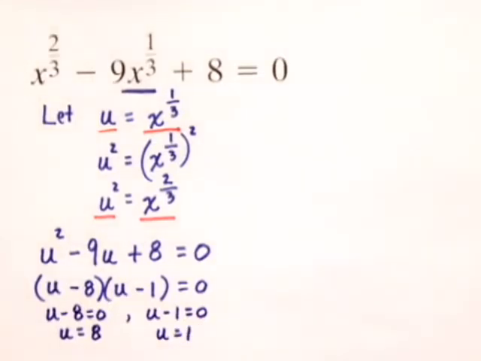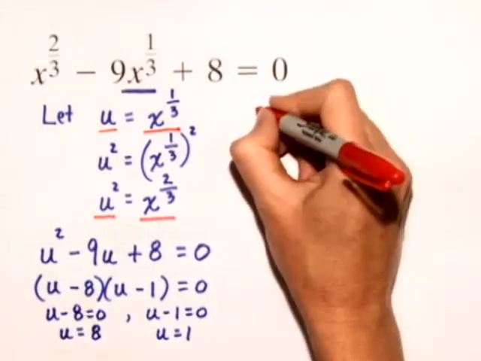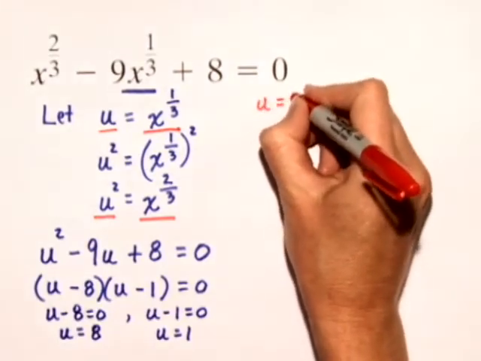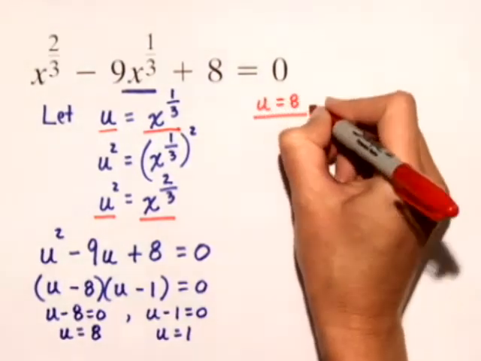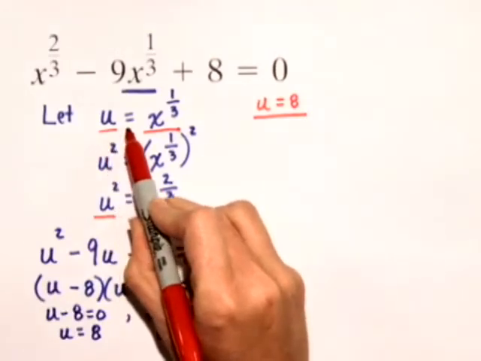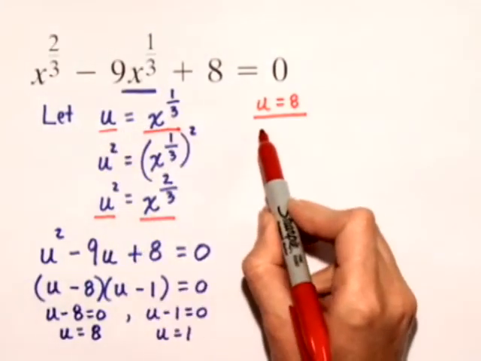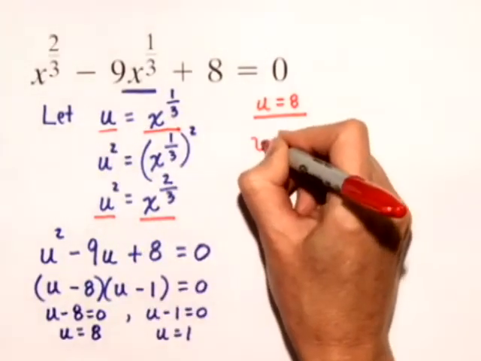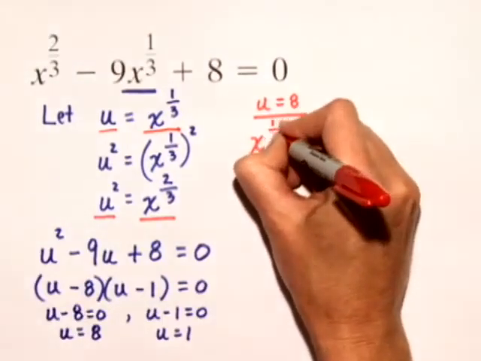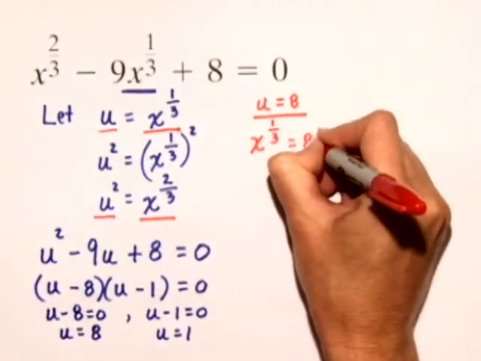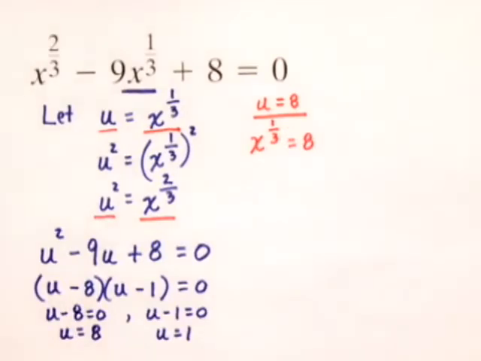But be careful now. We can't stop here because our original equation was given in terms of x. So we need to now go back and substitute the values we have. So if u is equal to 8, and we know u is the same thing as x to the 1/3, we'll substitute x to the 1/3 here for u. So x to the 1/3 equals 8 is the equation we need to solve.